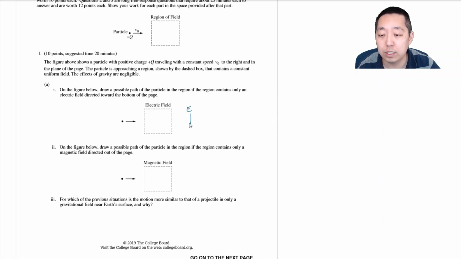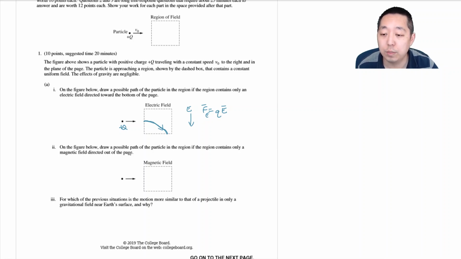So if the E field is directed downward, a positive charge always follows the direction of the electric field, so it will tend to just go down in this direction. The force of the electric field is Q times the electric field, so the force is in the same direction as the electric field for a positive charge.